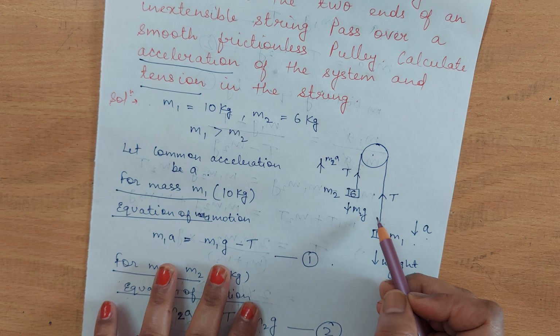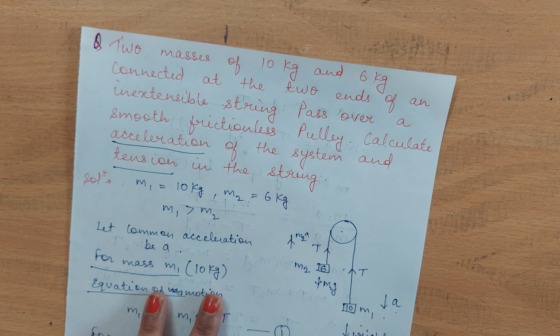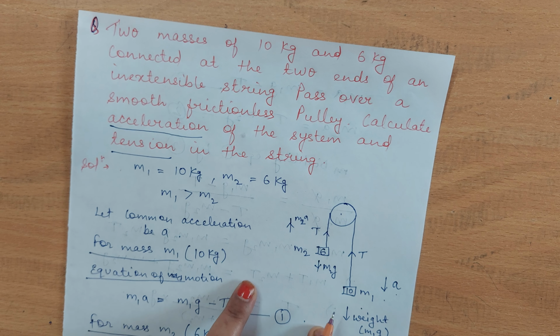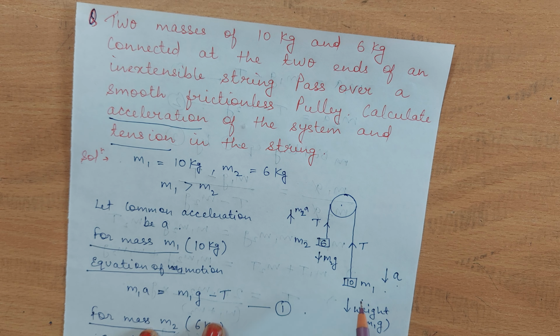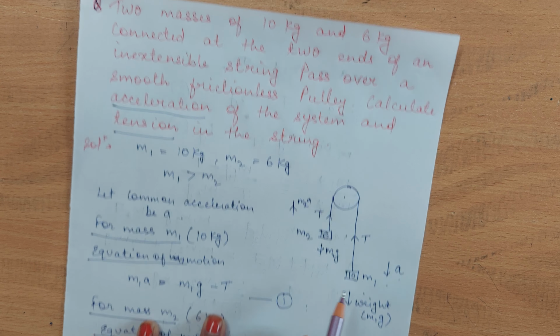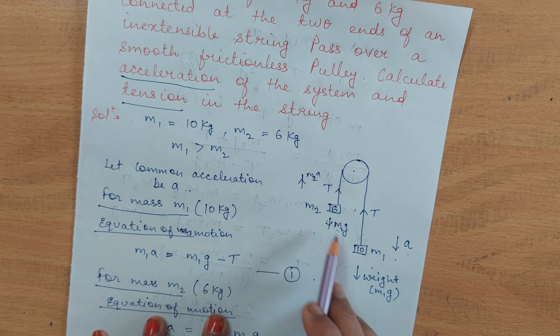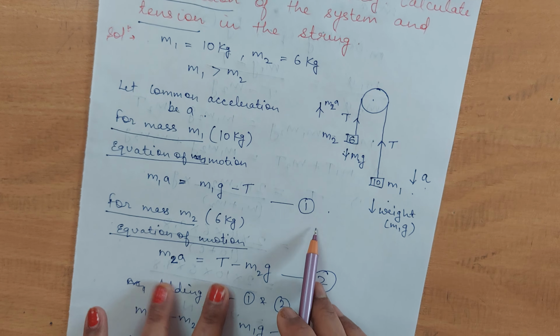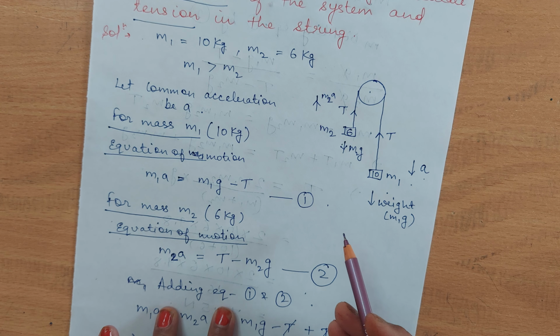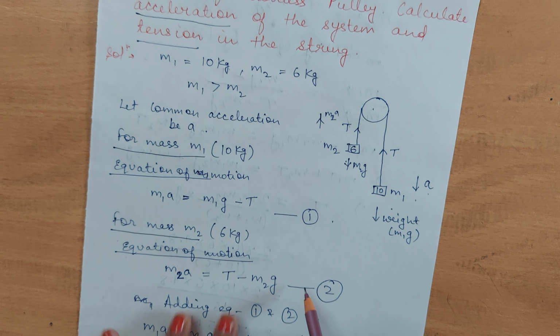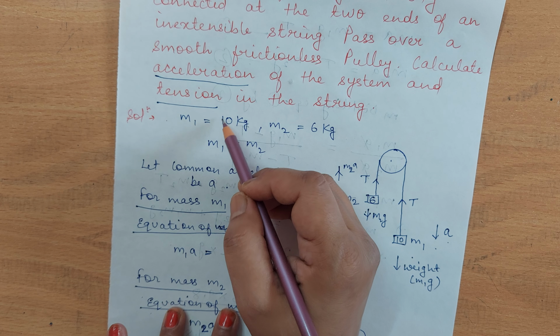So in these types of questions in which we have connected motion of two masses, we find the equations of motion for the two masses separately, and we solve them to find the acceleration and tension.